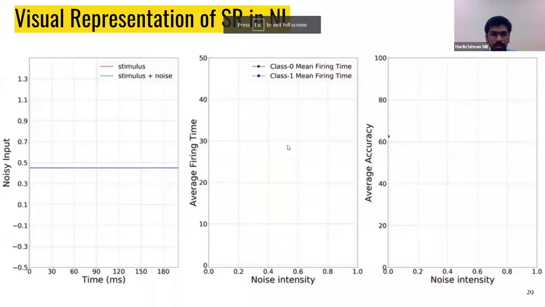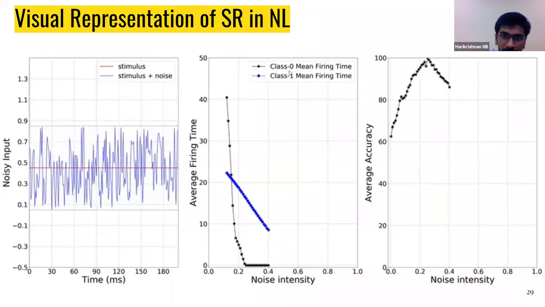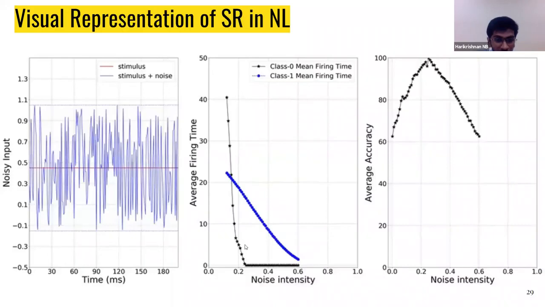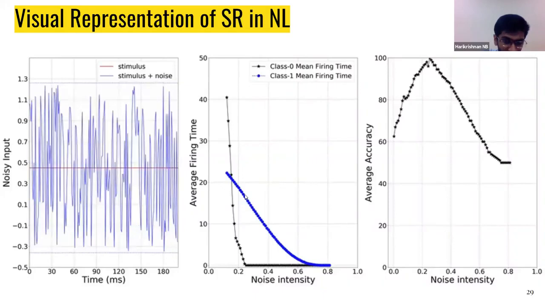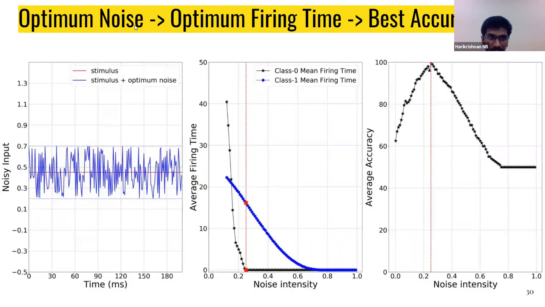Yeah. So here you can see there's a stimulus, and I'm adding noise to it. The blue signal is stimulus plus noise. In the second graph there is the mean firing time of class 0 and class 1. As I was telling earlier, for an intermediate value of noise, I can find an appropriate firing time. For an intermediate value of noise, I can find the mean firing times of class 0 and class 1, which give me optimal features for classification. So optimal noise gives optimal firing time, which gives me the best accuracy.